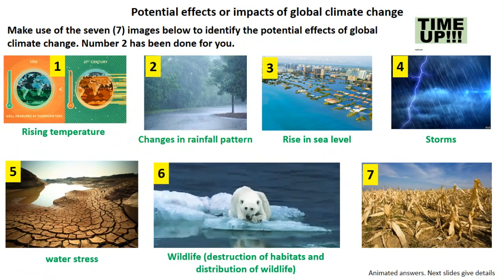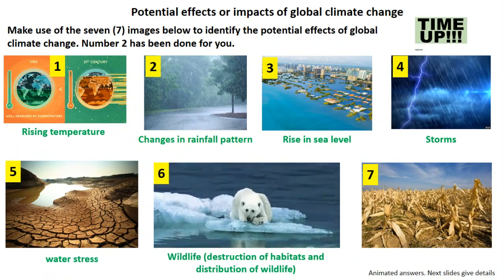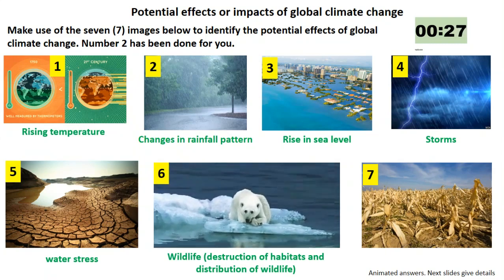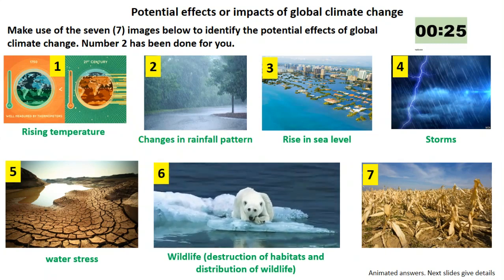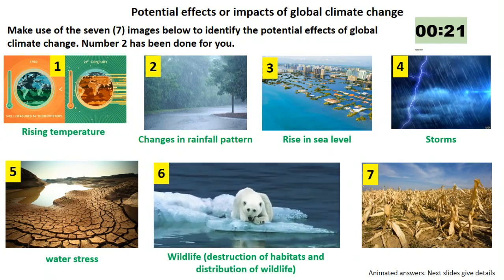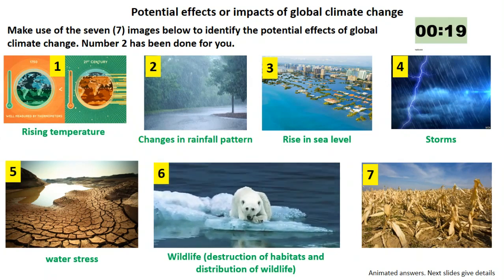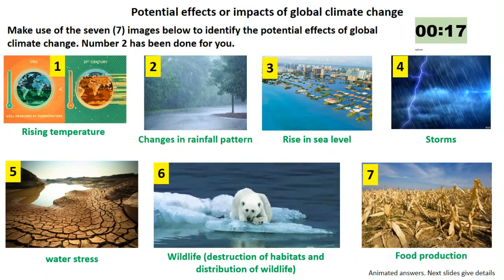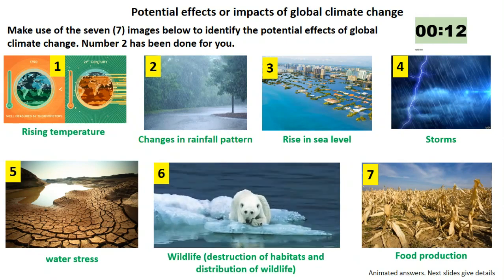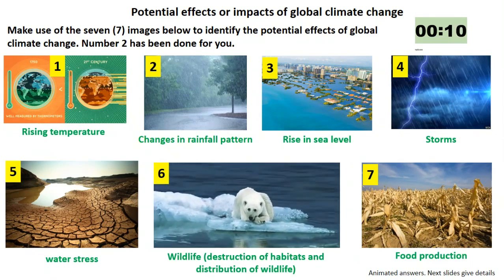Number 6 is wildlife. So you can see the bear trying to hang on to a little bit of ice that is left on there. So you can see that the habitat of the wildlife is being destroyed. Number 7, we've talked about this. Those who did the starter will know that this is to do with food production. So global climate change does affect food production.